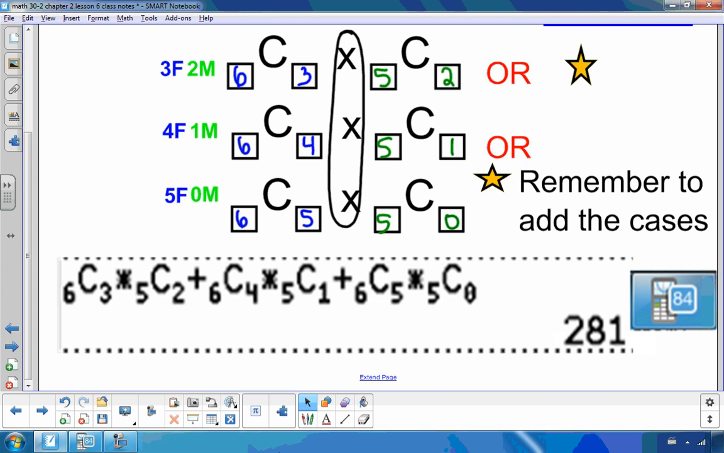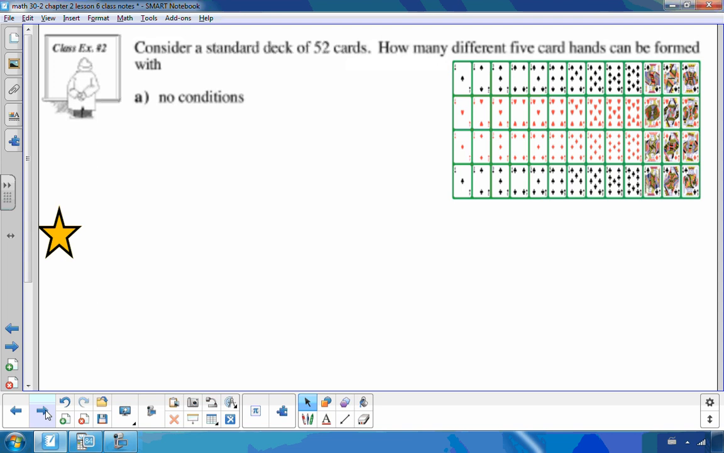Okay, let's move to a card question. So card question, and I have a visual there to help us with it. There's 52 cards in the deck. We want to know how many 5-card hands can be formed, and it says with no conditions. But again, I would just say how many different 5-card hands can be formed.